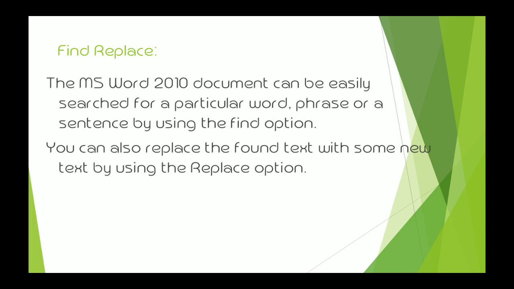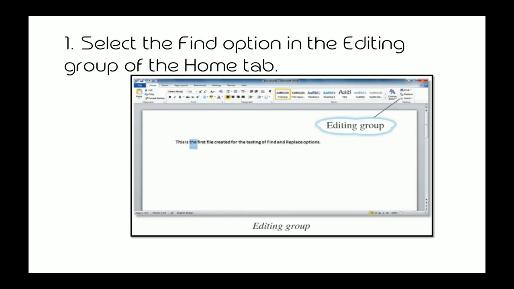The MS Word 2010 document can be easily searched for a particular word, phrase or sentence by using the find option. You can also replace the found text with some new text by using the replace option. Let us try this now. First of all, select the find option in the editing group on the Home tab. See, the picture is given here. You have to select the find option in the editing group. The arrow is given here.